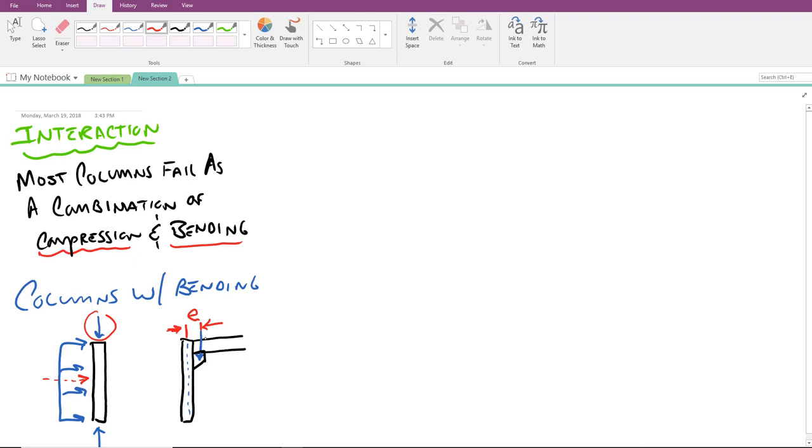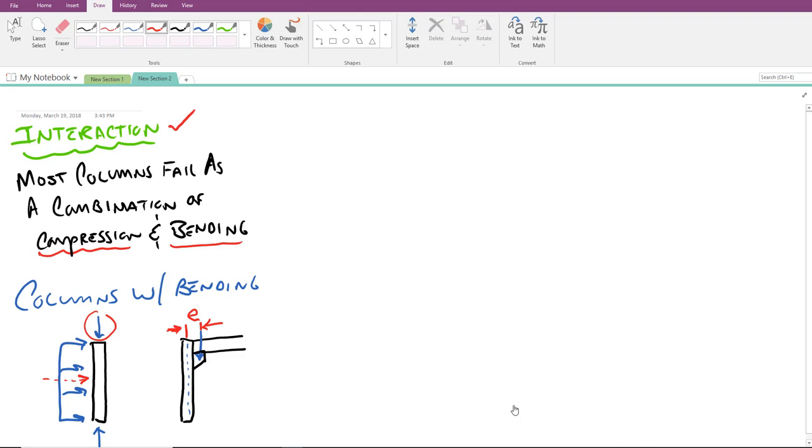Again, you can see because the load is not coming down the center of the column, we get some sort of a bending moment that is provided on this column. And in both cases here, you've got a column with a compression or a vertical load coming down and some sort of a bending moment that is being created on the column. So in this case, we would want to work with the interaction equation because these columns have both compression and bending acting on them.